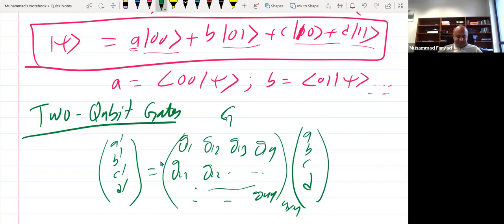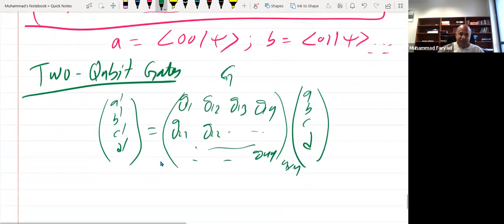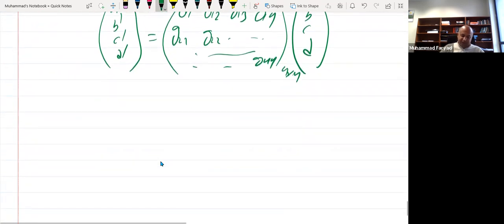And let's now think about how we can construct these gates in matrix form and in Dirac notation form, because this is going to be the key for algorithm development and analysis. So let's first talk about states. 2-qubit states.